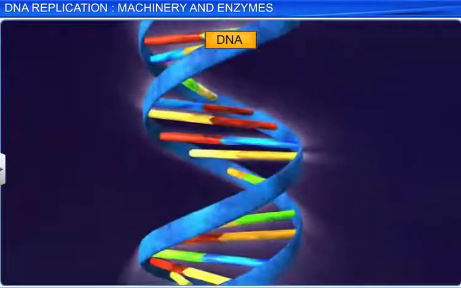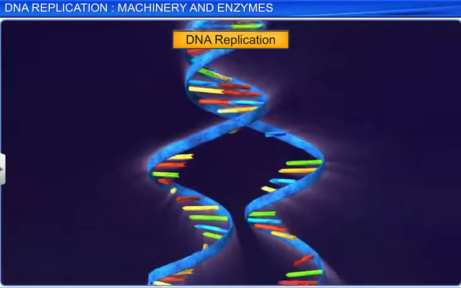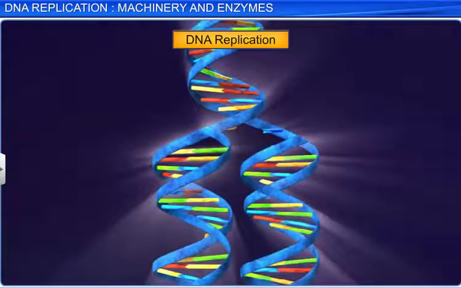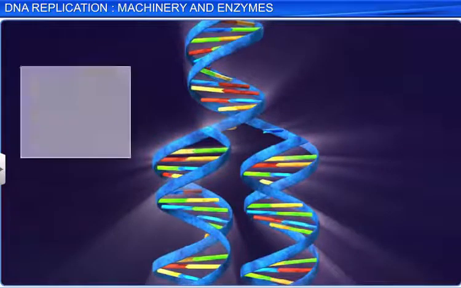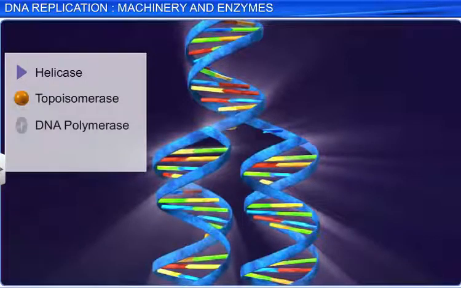DNA replication is a fundamental process that all living organisms undergo to copy their DNA. It is an elaborate process that requires several enzymes such as helicases, topoisomerases, DNA polymerase, and DNA ligase to catalyze the replication reaction.